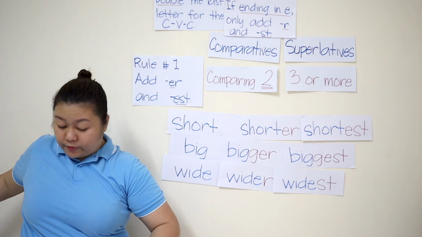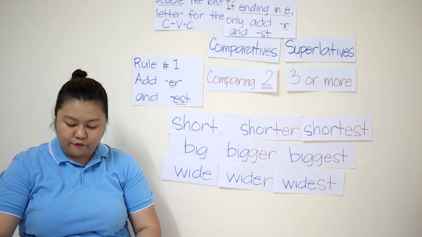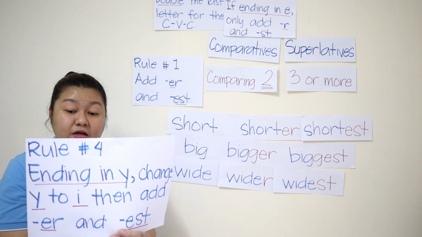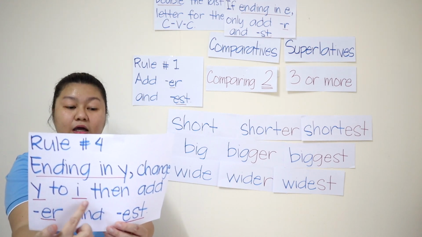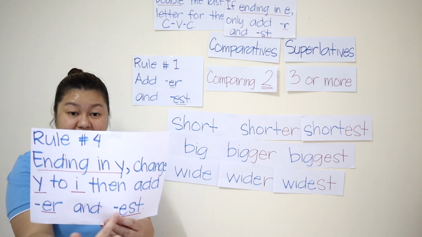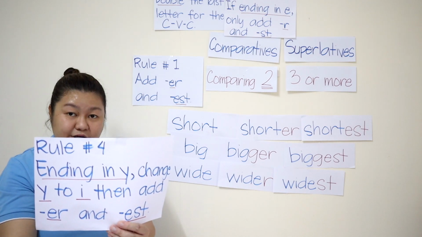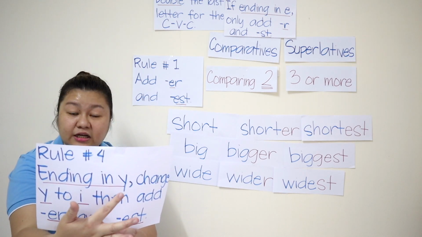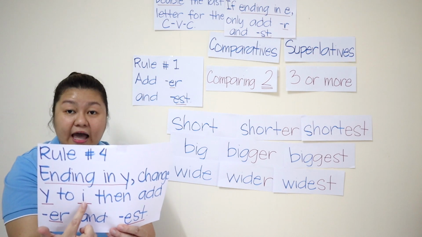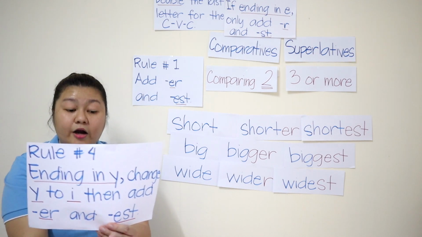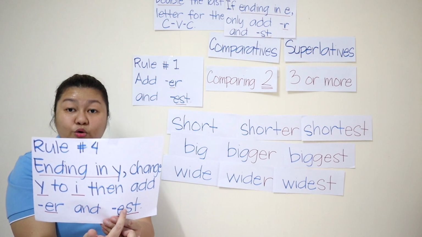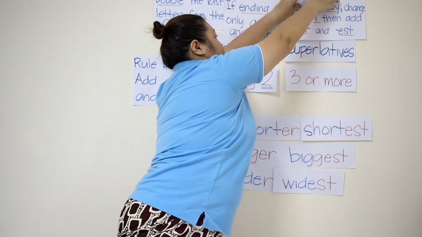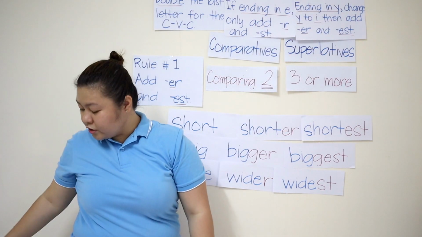Last rule will be rule number 4. Ending in Y, change Y to I, then add ER and EST. So if the last letter of our adjective ends in Y, we will change the letter Y to letter I, then we will add ER and EST. That is our rule number 4.